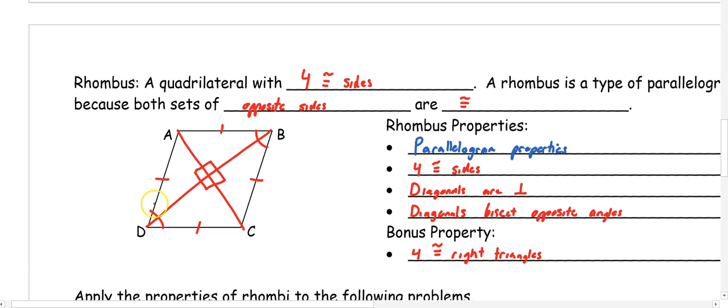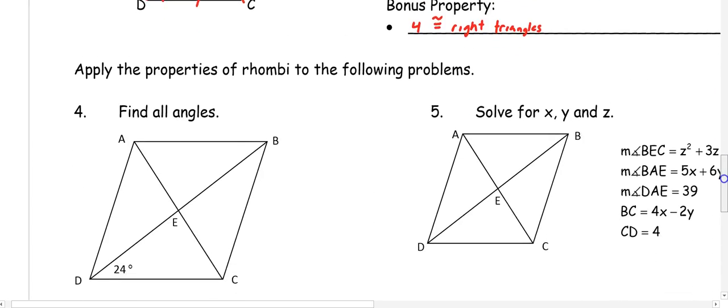And the diagonals bisect the opposite angles. So B and D are bisected into 2 congruent parts, which makes all 4 angles congruent. And A and C are bisected into 2 congruent angles, which makes all 4 parts congruent. So our bonus property then is that we have 4 congruent right triangles. So let's use these properties and apply them to a rhombus.